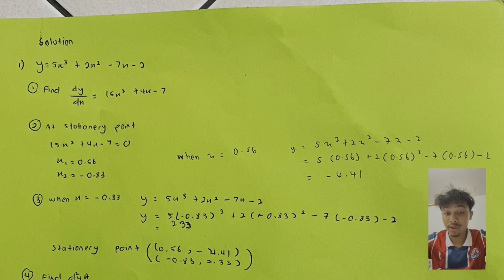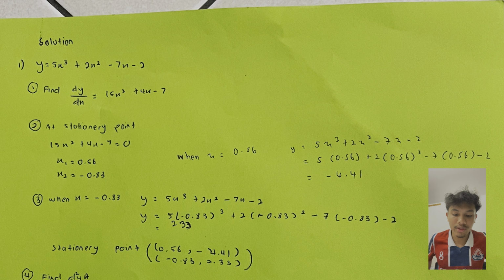The next solution that we must do is, when x is equal to 0.56, y is equal to 5x cubed plus 2x squared minus 7x minus 2. Then you must enter the x that you get into the equation, and you will get y equal to negative 4.41. Then for x2, negative 0.83, you enter it into the equation, and you will get y equal to 2.33.